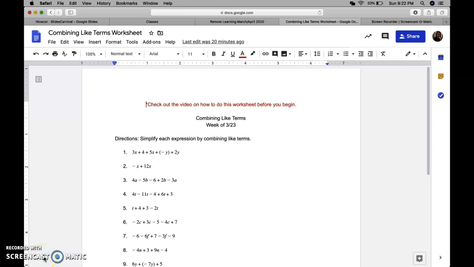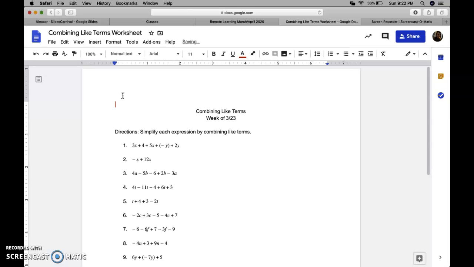I'm going to show you how I want you to do this combining like terms worksheet. So first thing, when you enter into here, you want to get rid of this because you don't need that, and I don't need that. Okay, so here the directions are: simplify each expression by combining like terms.